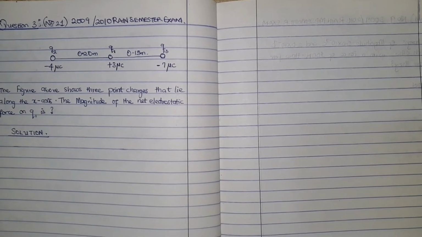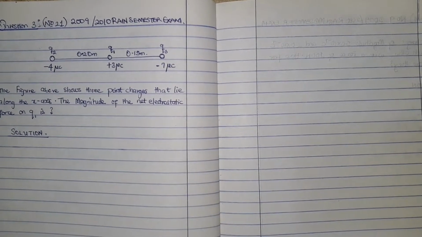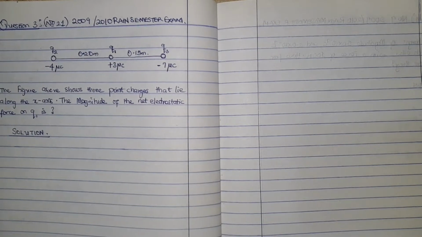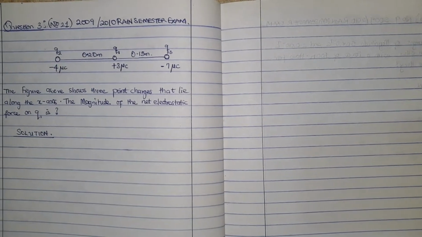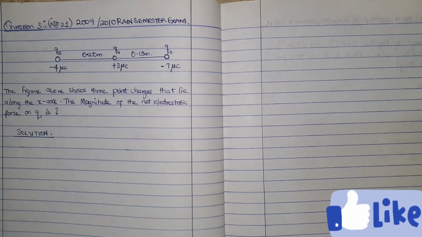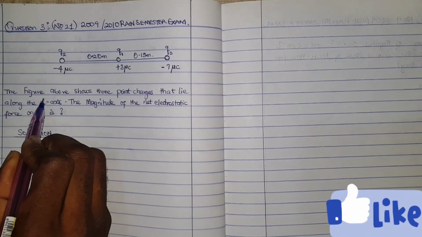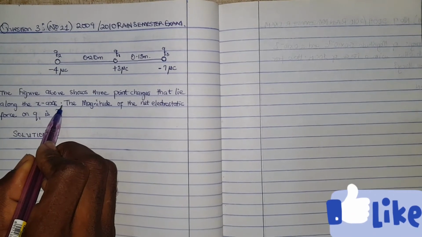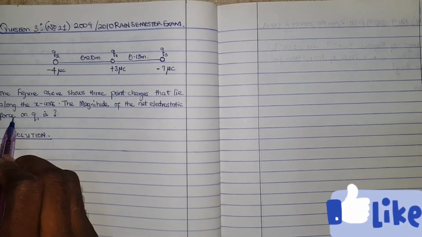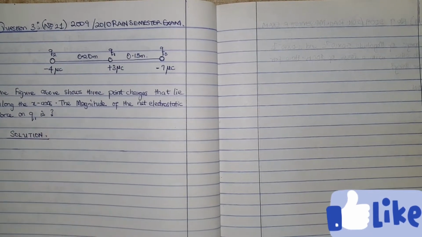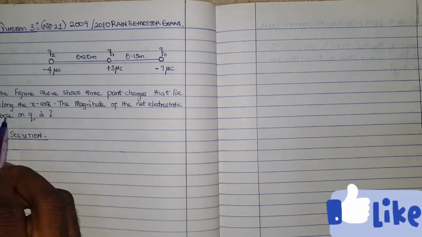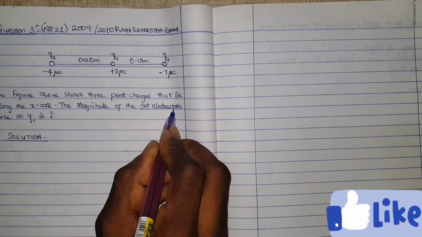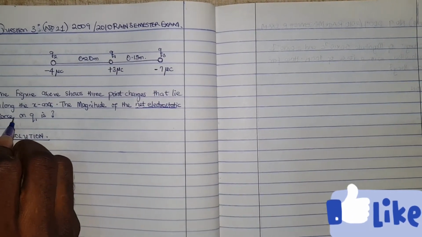So this question is adapted from the 2009-2010 main semester examination, number 21, of Obafemi Awolowo University Physics 102. The question shows a diagram of charges Q1, Q2 and Q3 at certain distances. The figure above shows 3 point charges that lie along the x-axis. The magnitude of the net electrostatic force on Q1 is... The question is asking us to find the magnitude of the net electrostatic force on charge Q1.